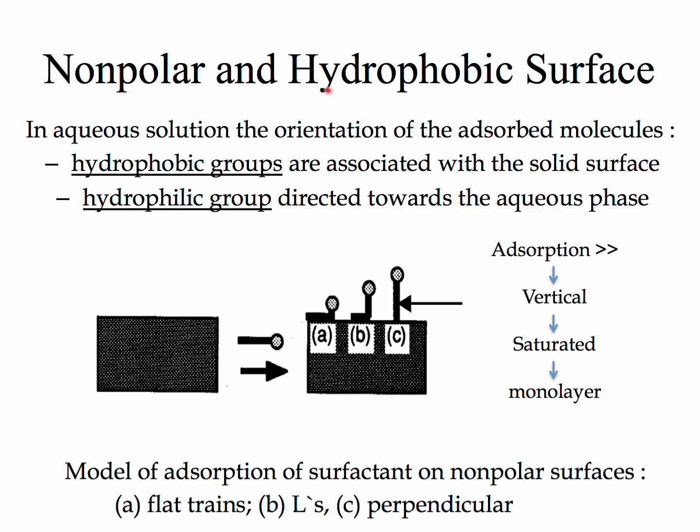So this progression from the flat to the vertical orientation shows how the structure of the adsorbed layer becomes more organized as the amount of adsorption increases. The key point to remember is that on non-polar surface, surfactant molecules orient themselves in a way that maximizes interaction between the hydrophobic part and the surface, while keeping the hydrophilic head in contact with water. This arrangement leads to the formation of a stable adsorbed layer at the interface.